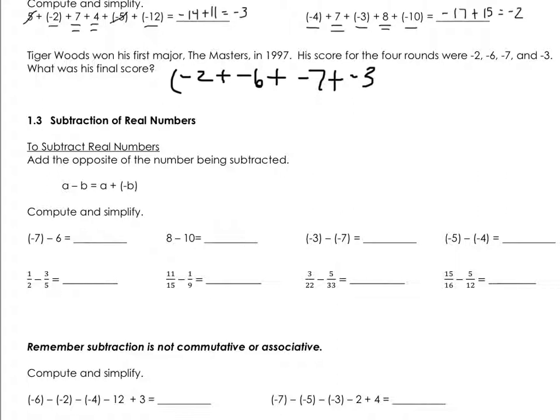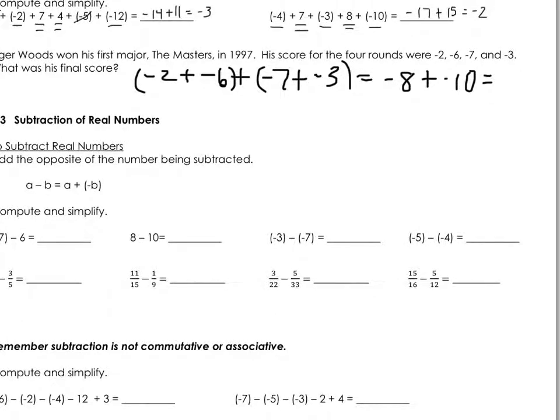I'm kind of tempted to group these two guys together and group these two guys together. So that would give us negative 8 plus negative 10. And if we combine those to get his final score, negative 18. That's a great score.